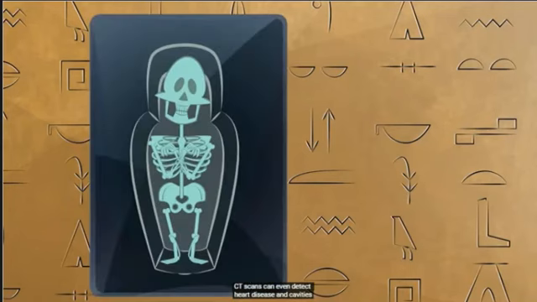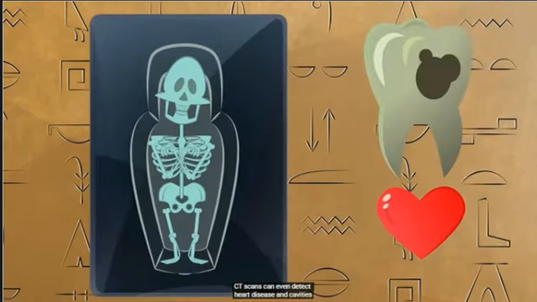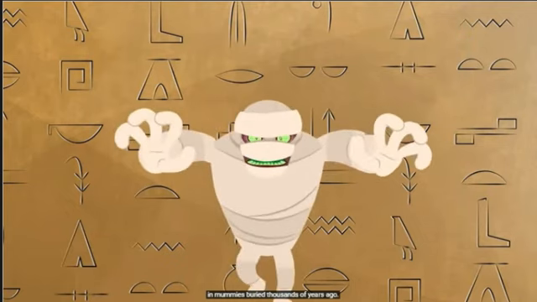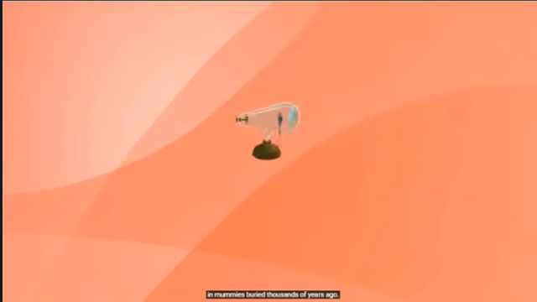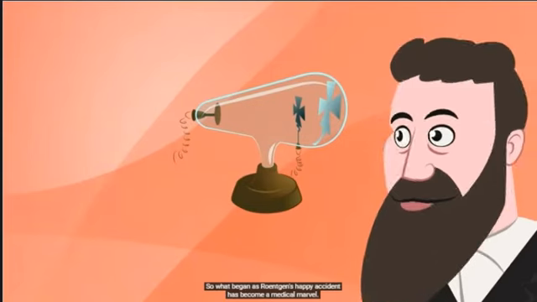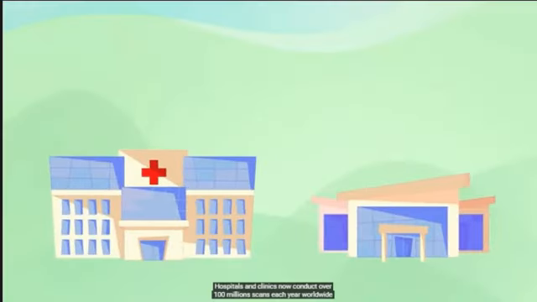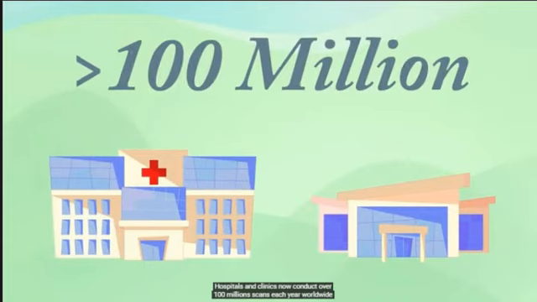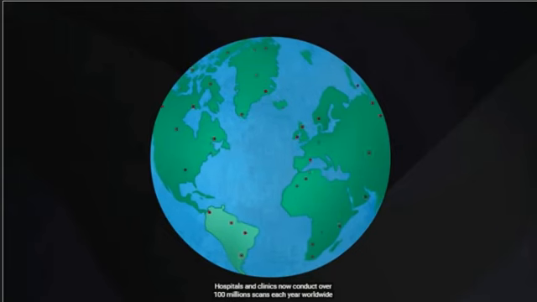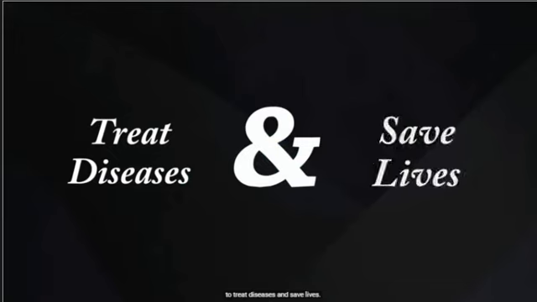CT scans can even detect heart disease and cavities in mummies buried thousands of years ago. So what began as Röntgen's happy accident has become a medical marvel. Hospitals and clinics now conduct over 100 million scans each year worldwide to treat diseases and save lives.